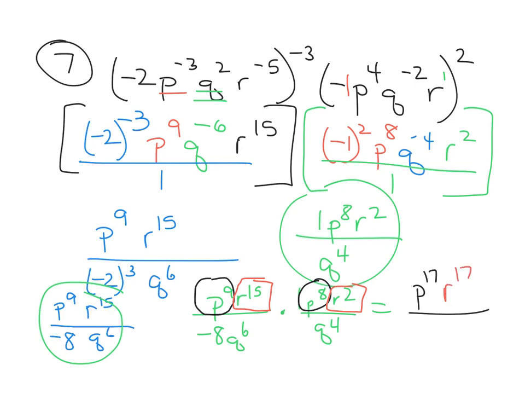Okay, now look at the bottom, negative 8. He's important, and yes, he stays where he's at. He doesn't go to the top because it's not an exponent. And then last but not least, look at my q's. I have q's all on the bottom. That's q to the 6th and q to the 4th, so that means I have q to the 10th on the bottom. That's my final answer.